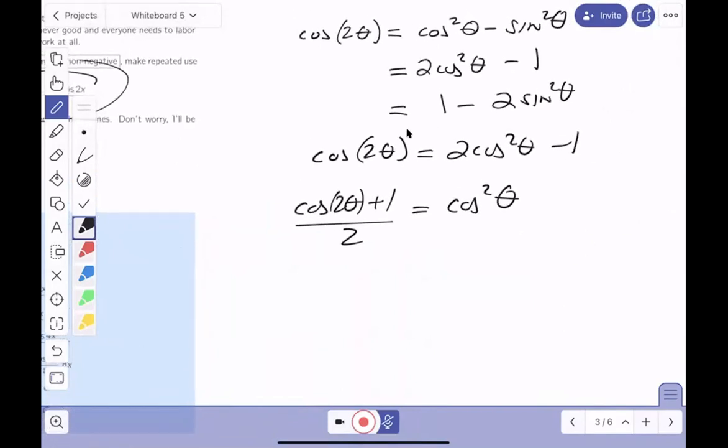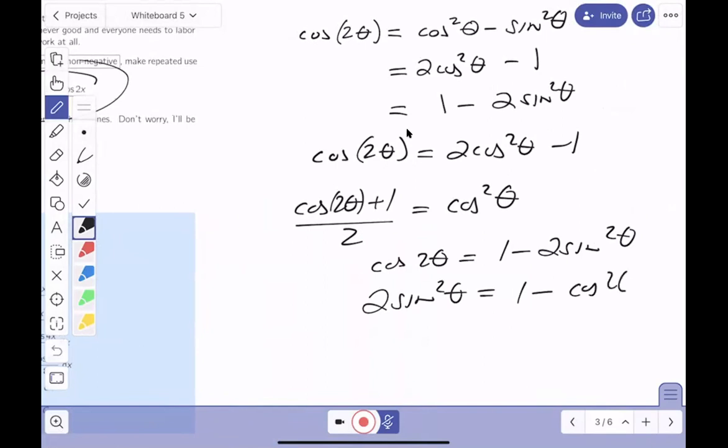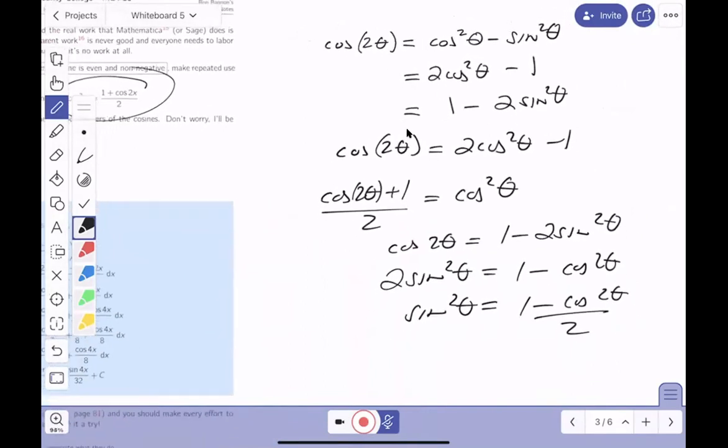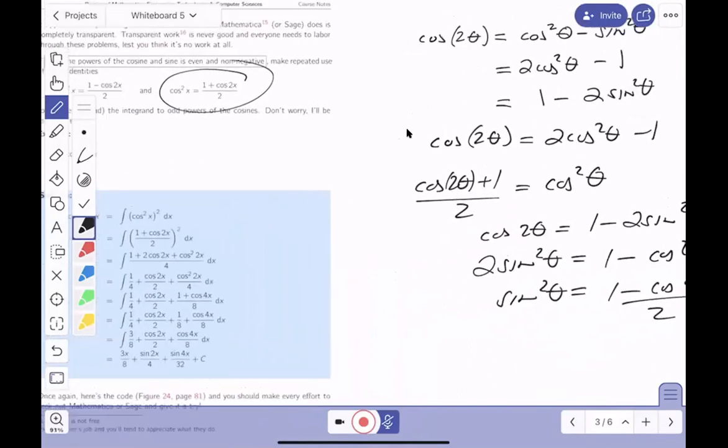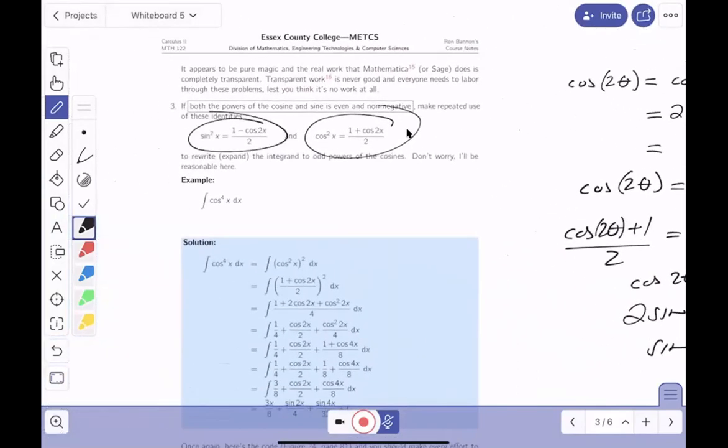All right, let me do the other one for you. And you did these in Math 120 as well. So I'm going to write down cosine 2 theta equals 1 minus 2 sine squared theta. What's that give me? 2 sine squared theta equals 1 minus cosine 2 theta. So sine squared theta is equal to 1 minus cosine 2 theta over 2. Now, the point of that is it takes a square and makes it a linear problem, and that's written right over here.